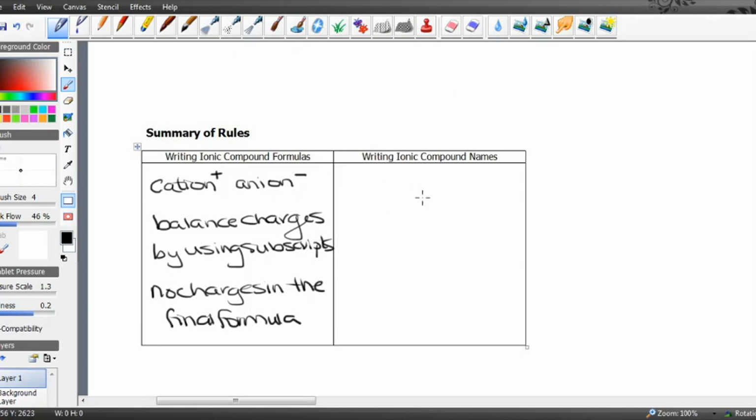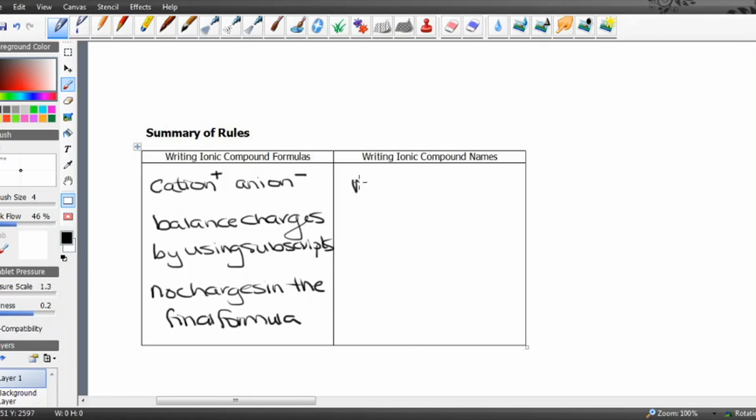Okay. Now, that's how we write the formula. So let's do one final example. Oh, you know what? We'll wait until we have the naming rules, and then we'll do one final example. Okay. Writing ionic compound names.